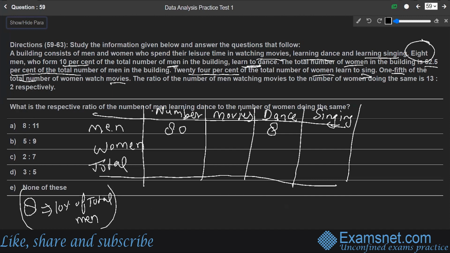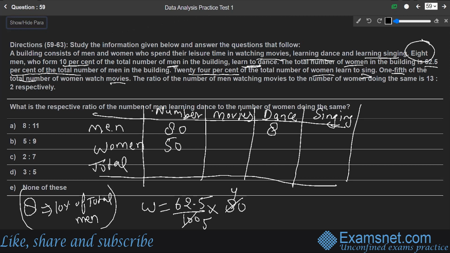Then the total number of women in the building is 62.5% of the total number of men in the building. So the number of women is 62.5%, that is 62.5 divided by 100, times the number of men, that is 80. So we are clearly supposed to find 62.5% of 80, which is going to be 4/5 times 62.5, and this way we can find the total number of women, which comes out to be exactly 50.